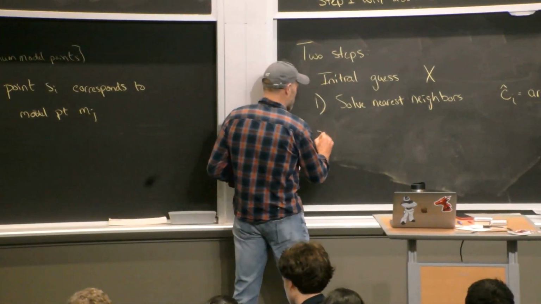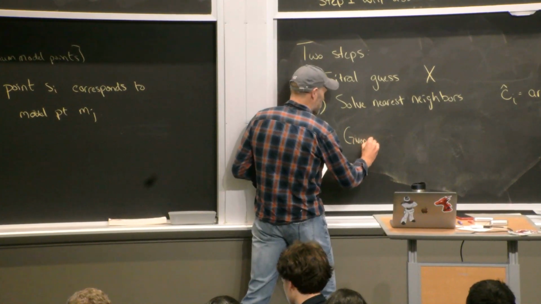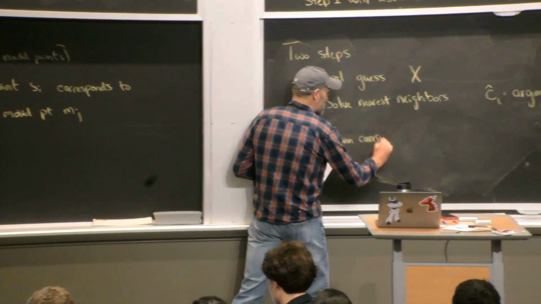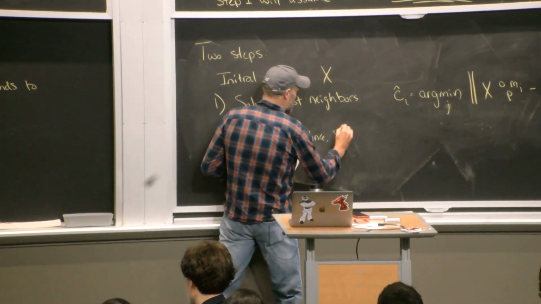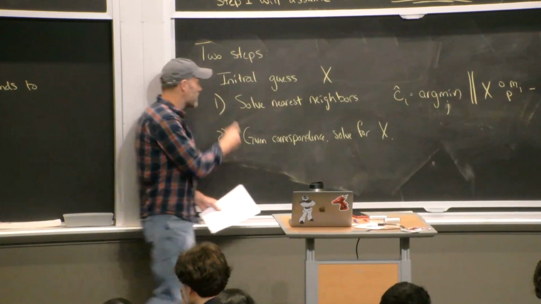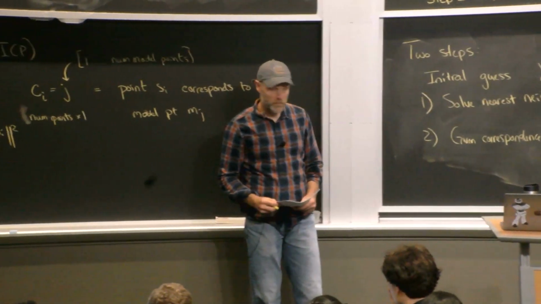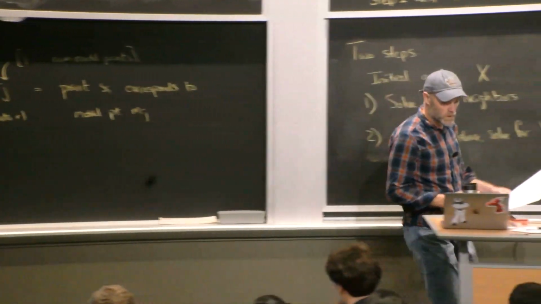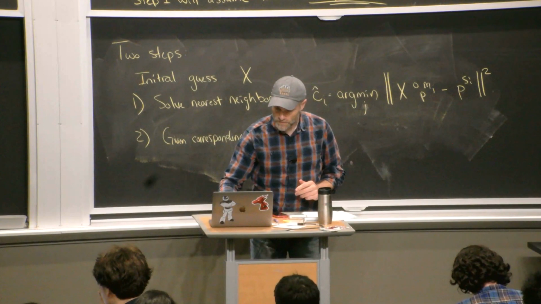And then the second step is, given correspondences, solve for x. And then you just repeat until convergence, okay? So let's see what that looks like.